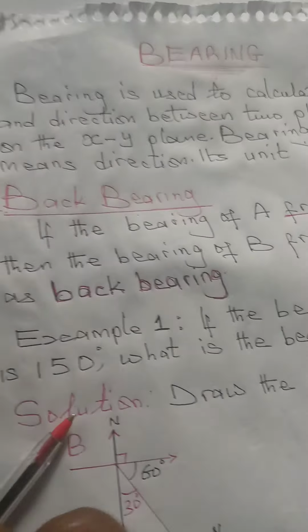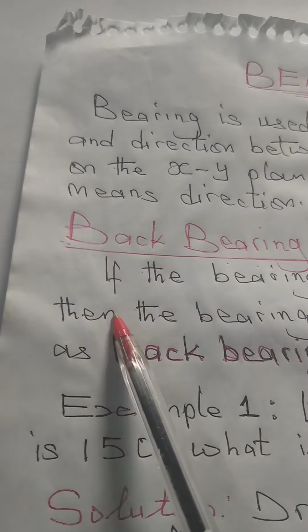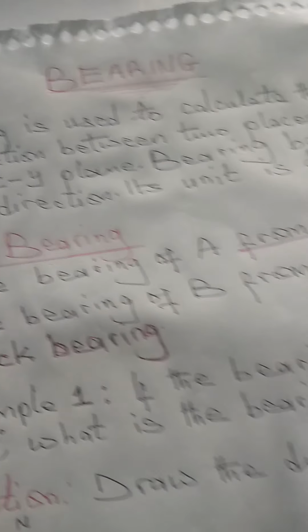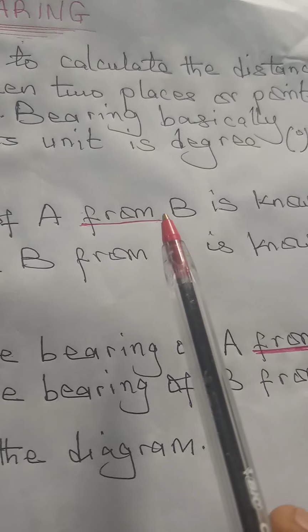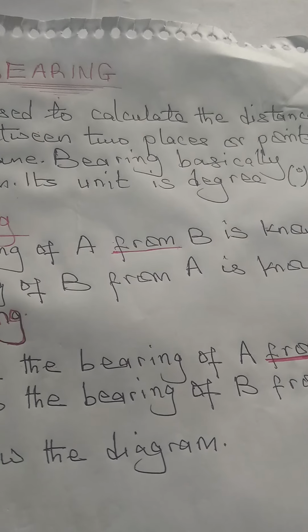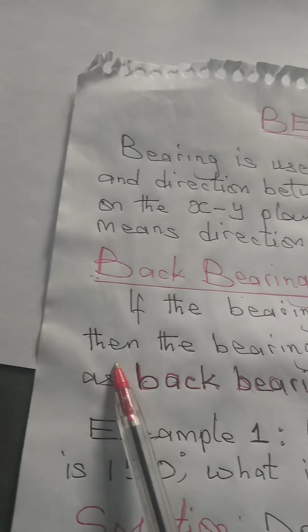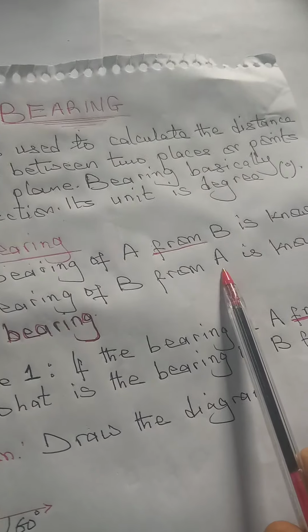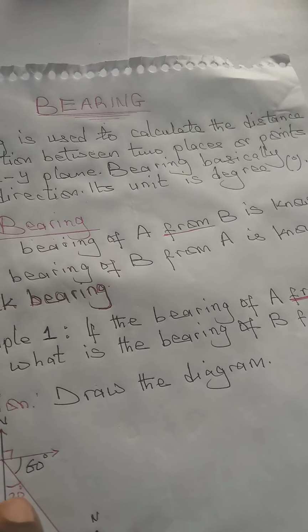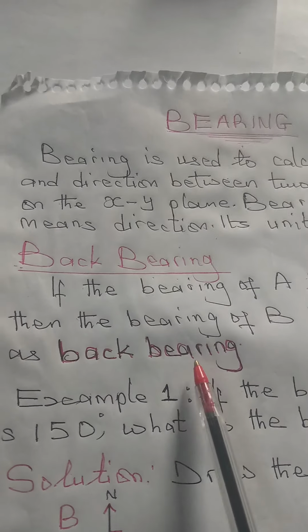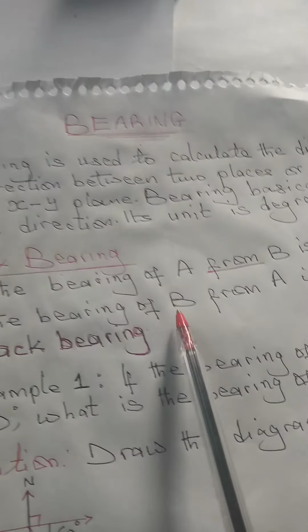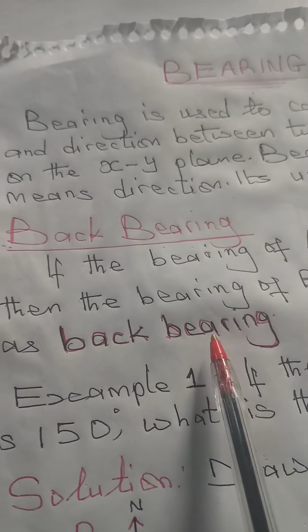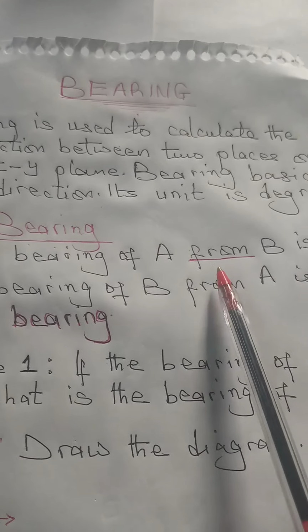Now, just look at this statement. If the bearing of A from B is known, then, can you see my pen there? The bearing of B from A is known as the back bearing. If the bearing of A from B is known, then the bearing of B from A is known as what? The back bearing. The key word here we are isolating is this word from.